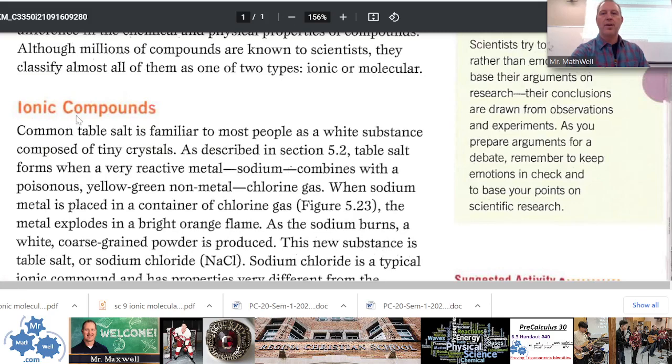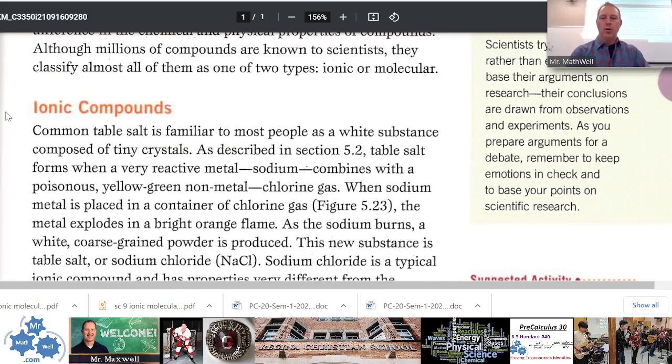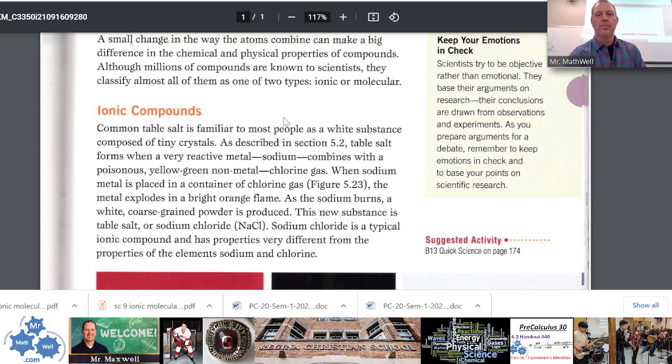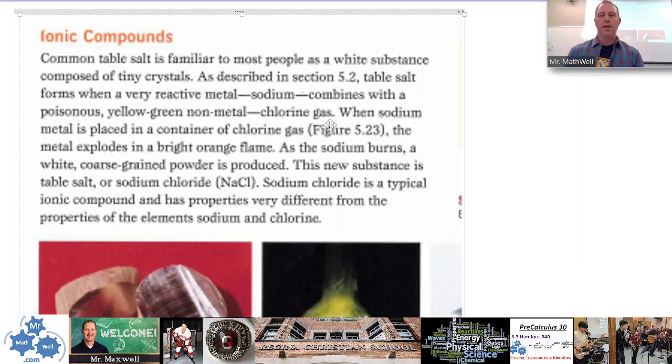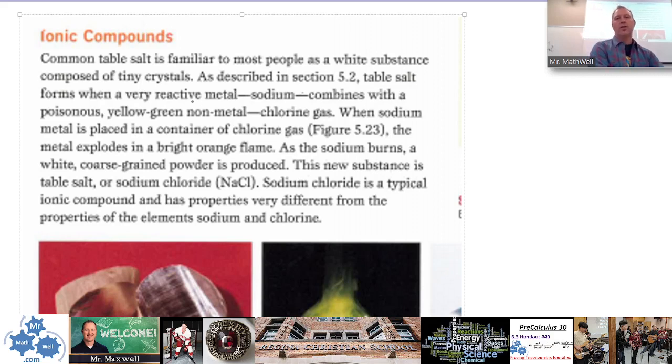So this word is ionic. You want to write that down as a title there in your notes. Ionic compound. And I'm going to just clip this into the notes here briefly. Okay, so an ionic compound. Common table salt is familiar to most people as a white substance composed of tiny little crystals. Table salt forms when a very reactive metal, that's sodium, combines with a poisonous yellow-green nonmetal, which is chlorine gas.